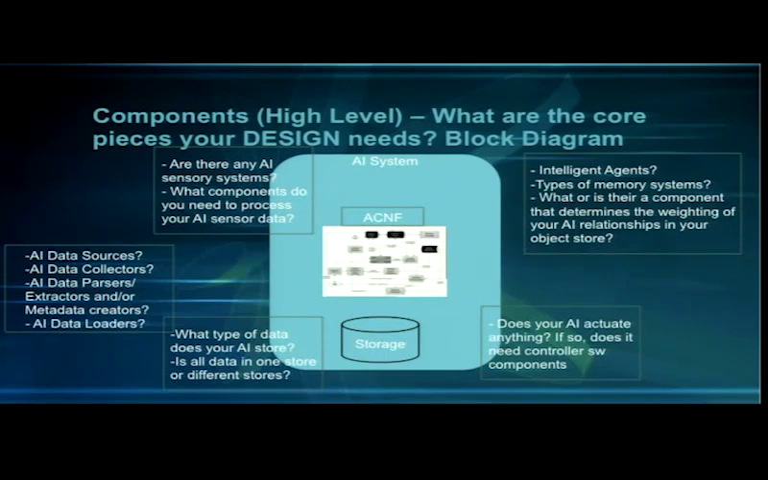Okay, and then the last thing, on the very far bottom, it says, does your AI actuate anything? So I've talked a whole lot about data and information coming into your system, but we didn't talk about, well, does your AI do anything? So if it has to actuate something, are there components in your system that make it, I don't know, does it walk? Does it have wheels that have to turn? Does it have a controller in it? What components in your system do that? Does it have to talk back to you?